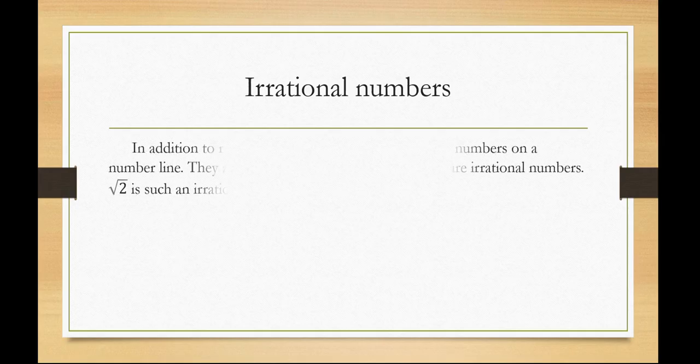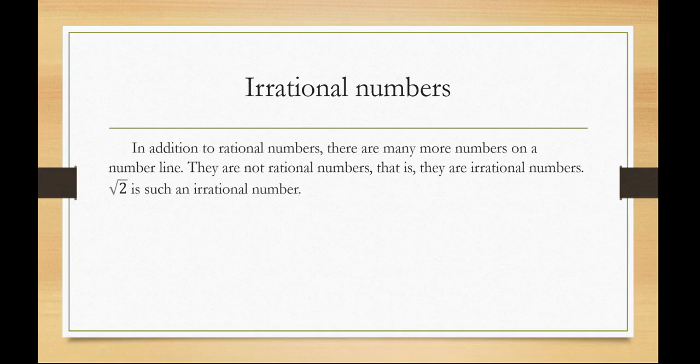So let's see what irrational numbers are. In addition to rational numbers, there are many more numbers on a number line. They are not rational numbers, that is, they are called irrational numbers. Root 2 is such an irrational number. This is also an important point that root 2 is an irrational number. This can come in your exam.